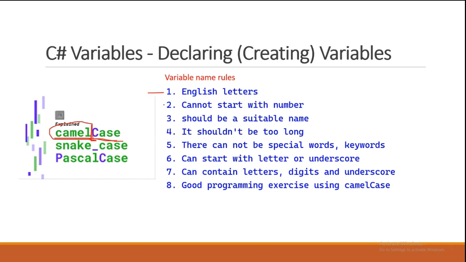Names have to be English letters, cannot start with a number, should be a suitable name, not too long, not too short, and shouldn't be special words or C sharp keywords. They can start with a letter or underscore, but cannot start with numbers. They can contain letters, digits, and underscore. It is good coding practice to use camel case when you declare variable names.